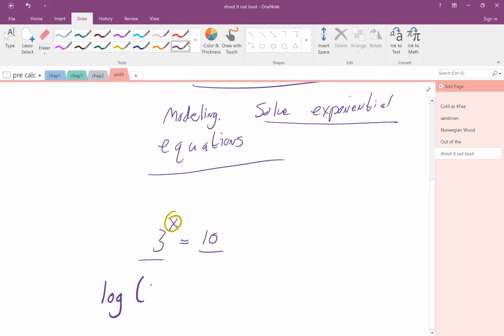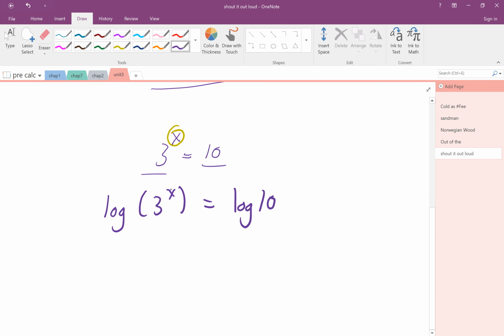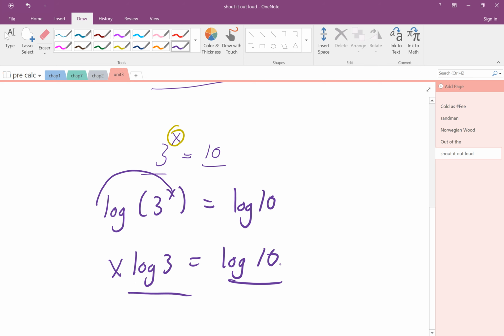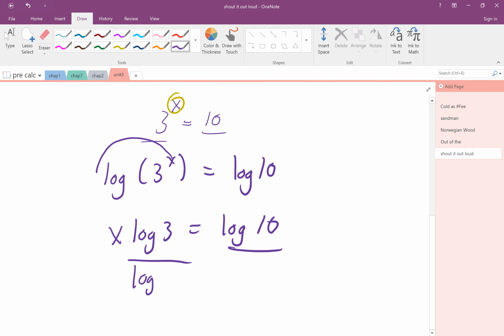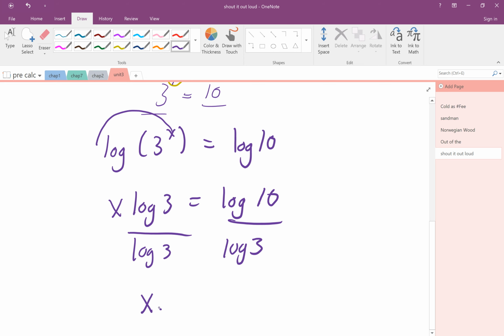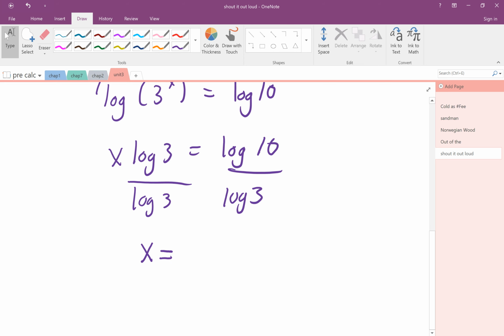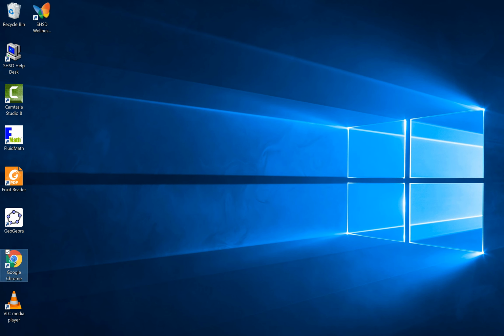So I'm going to take the log of this equals the log of that. When we do that, this x is going to pop down in front using our properties of logs. All right, and now we can just divide. So now I would just take the log of 10.